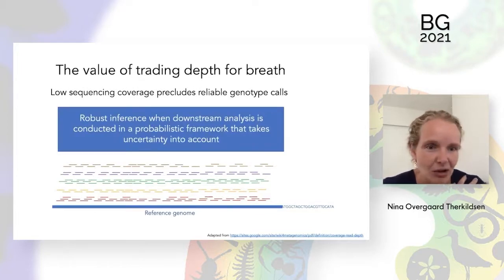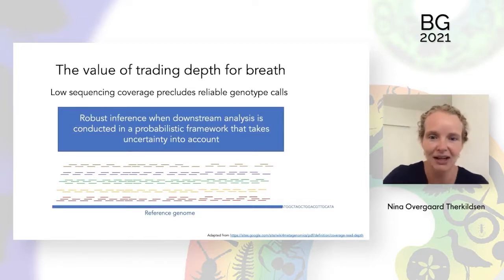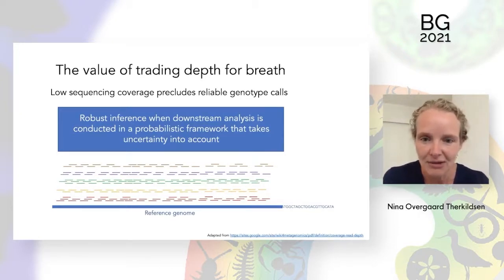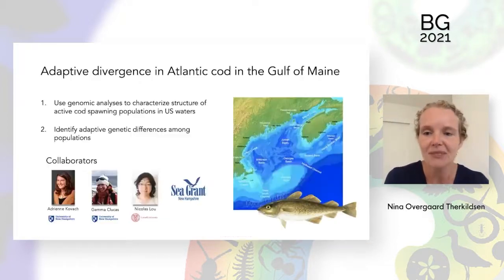But fortunately, over the past decade or so, there's been a really great advance in the toolbox that we can use to still make robust inference in downstream analysis, as long as we conduct it in a probabilistic framework that takes uncertainty into account. So I want to quickly show you a few examples of how we've been using this approach. The first being a study of adaptive divergence in Atlantic codfish in the Gulf of Maine. And this is work that we've done in collaboration with Adrian Kovac's lab at the University of New Hampshire.